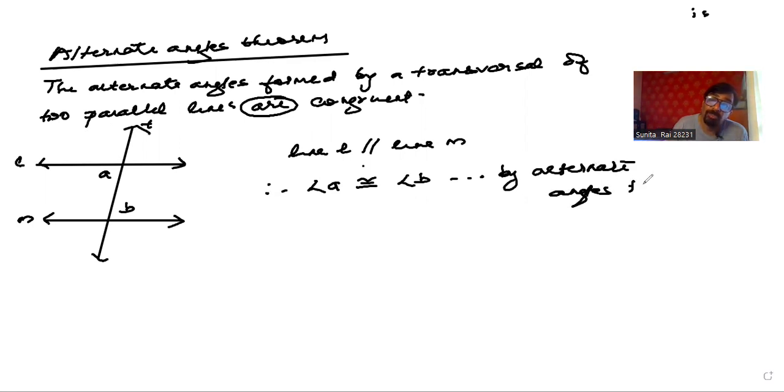Are you getting me, children? You can use it like this. Are you getting me? When you see lines parallel, you can say alternate angles are congruent.